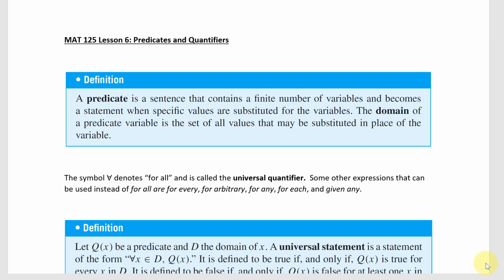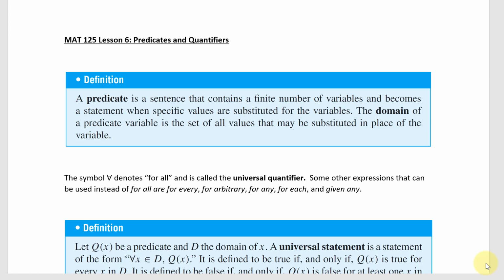This is the MAT125 lesson number 6 on predicates and quantifiers. We start with a definition. A predicate is a sentence that contains a finite number of variables and becomes a statement when specific values are substituted for those variables. The domain of the predicate variable is the set of all values that may be substituted in place of that variable.